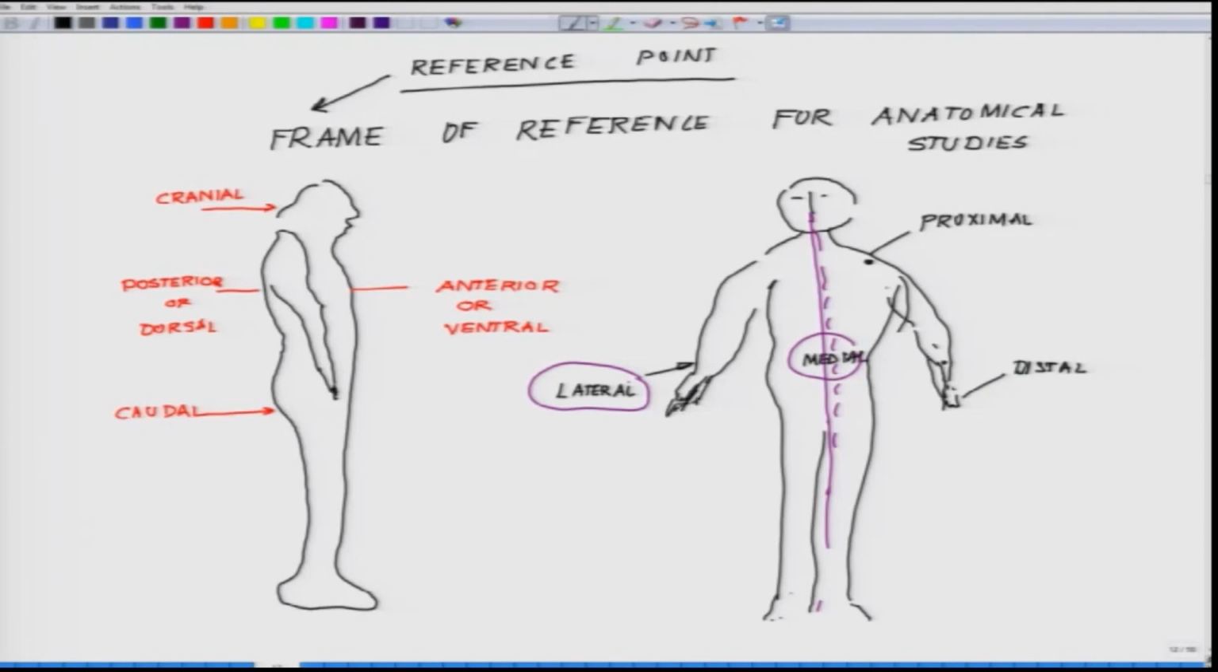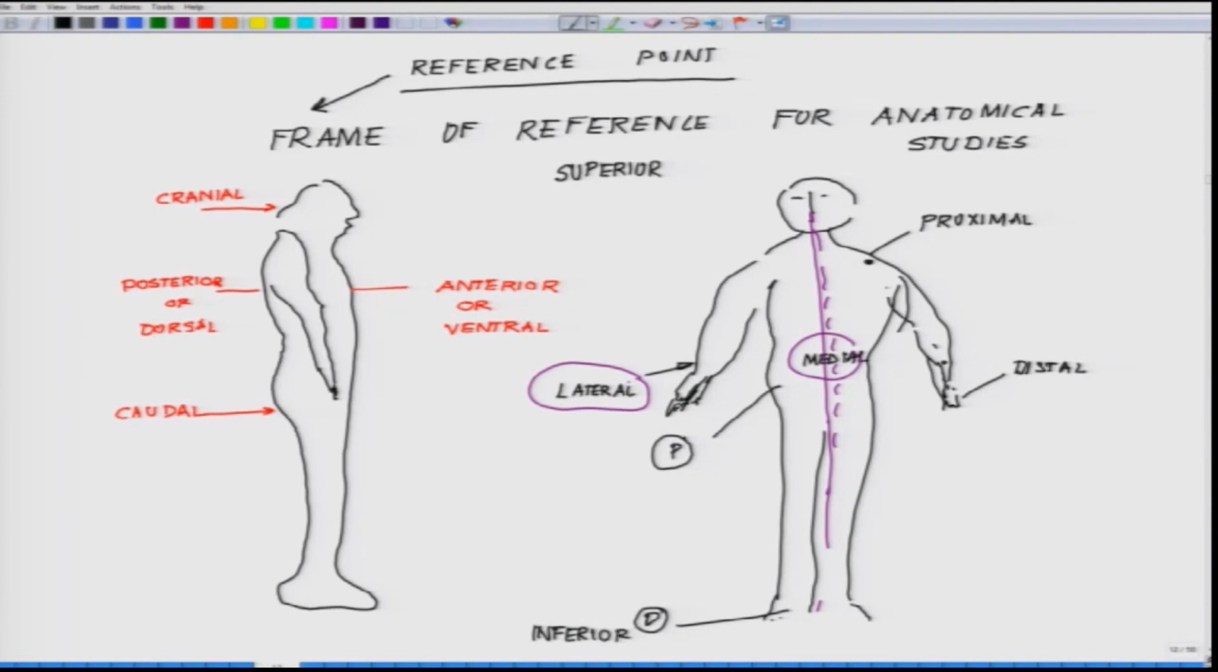Now similarly, in the lower part of the body, in terms of the legs, this is the proximal part, and this one is the distal part. And there are two more words which are used. The upper part of the body is called the superior, and the lower part is called the inferior.